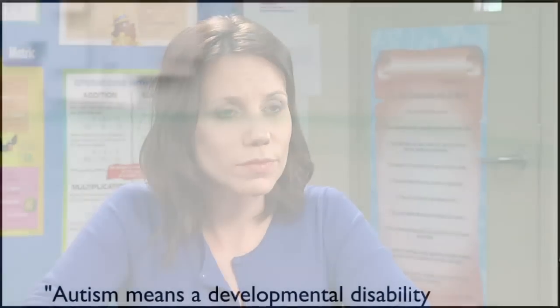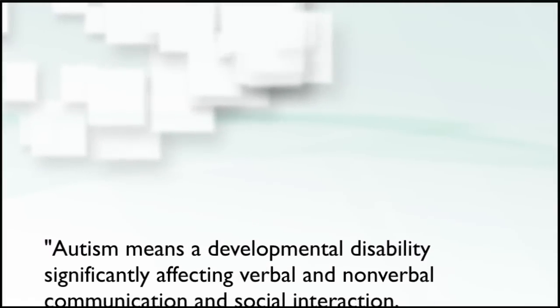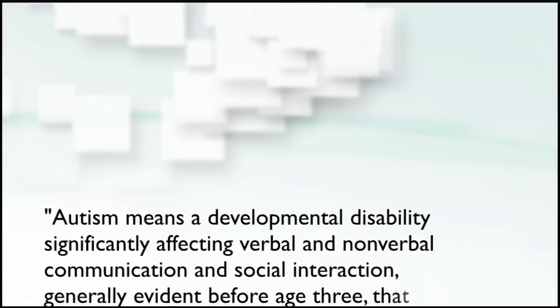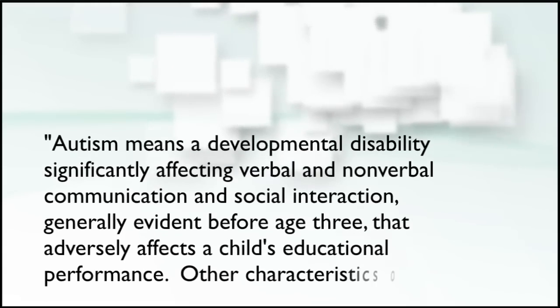Any other definitions? Yes. The one that's probably the most important to you as a professional in the education system comes from the federal Individuals with Disabilities Education Act, IDEA, of 1997. Although similar to the DSM-5 and the Autism Society of America's definition, the federal definition of IDEA has unique elements. Autism means a developmental disability significantly affecting verbal and nonverbal communication and social interaction, generally evident before age 3, that adversely affects a child's educational performance.